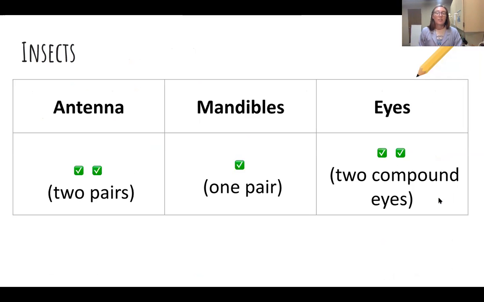All right. They tend to also have 2 pairs of antennae, 1 pair of mandibles. I don't want to keep calling them mandolins. Mandibles. And then they also have 2 compound eyes. Not necessarily on stalks. They're more attached to their heads.